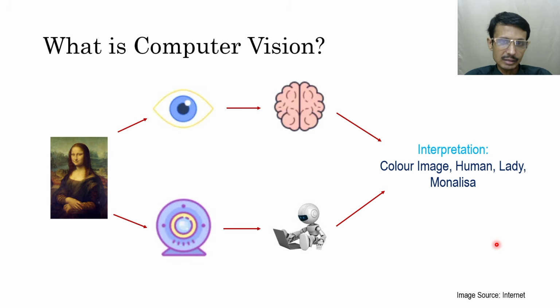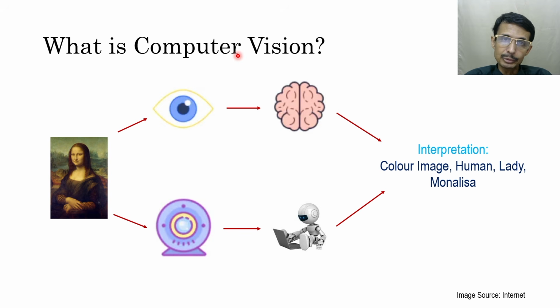Now in this example, what we can see is an image, a color image, then we can interpret that it is a picture of a human, then it's a lady, and finally we come up with that it is a famous painting called Mona Lisa. This interpretation by our brain, by seeing an image, is done through several levels of abstraction or understanding.